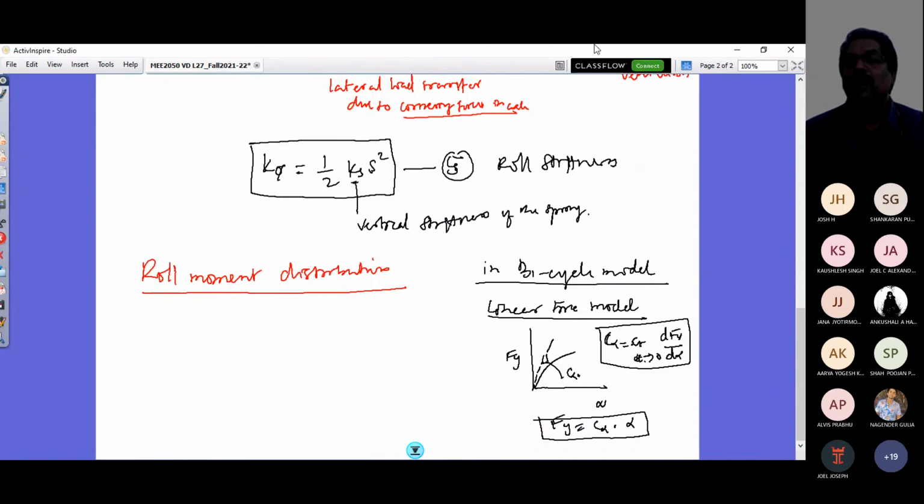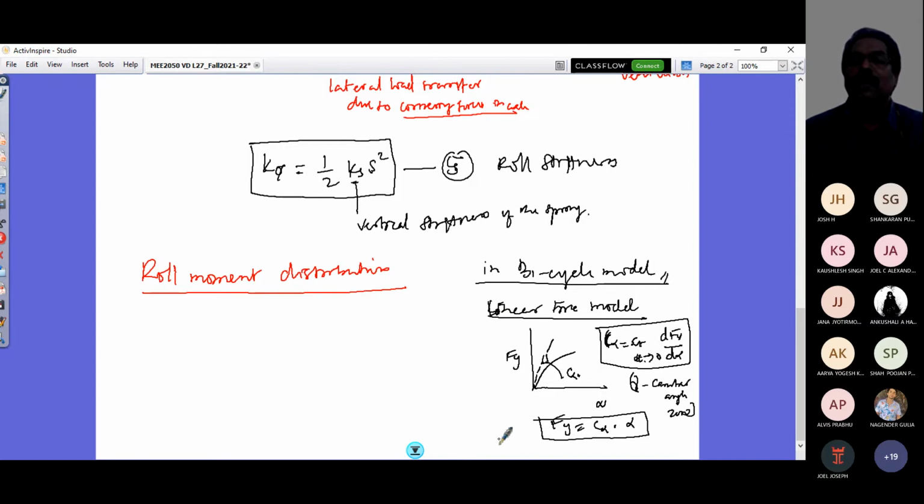This is the linear model. Also importantly, whenever you consider this, you make another important assumption, which is the camber angle gamma equal to 0. Then the slope of this variation of Fy as a function of alpha, as alpha tends to 0, dFy by d alpha, defines your cornering stiffness. That cornering stiffness value was taken as constant. That is the linear model in the bicycle model.